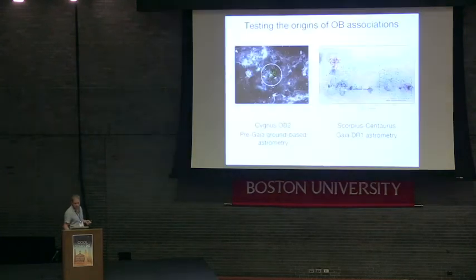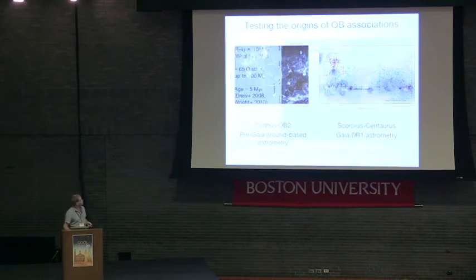The objective of the work that I'm going to present today was to test that idea by using kinematic data to see if we could constrain the initial conditions of OB associations. I'm going to present results from two studies focused on the Cygnus OB2 association using pre-Gaia ground-based astrometry, and on the Scorpius-Centaurus association using Gaia DR1 astrometry.